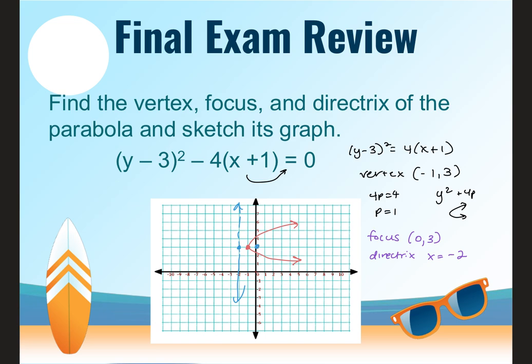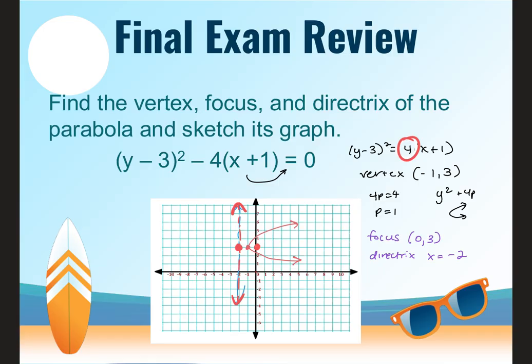So the 4p equals the term that's on the front of the x plus 1, which in this case was 4. 4p equals 4, which means p is 1. That means you go to the right one to find your focus, and that's the coordinate point 0, 3. You go to the left one, and you run a vertical line through it, and that's your directrix, which would have been x equals negative 2.